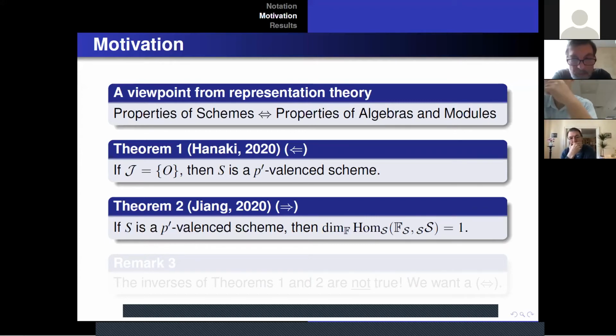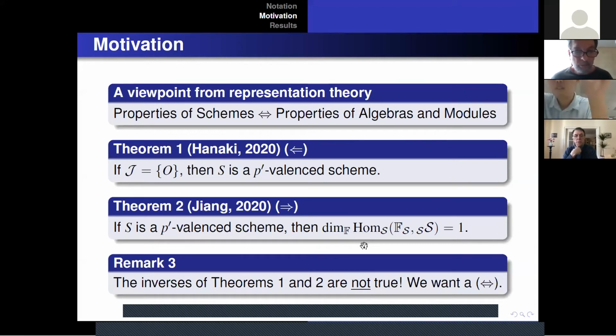It looks like a result of group theory. If you have a group algebra, you have the left regular module of the group algebra, and you examine the Hom space, and you always have dimension 1, because the left regular module here has a unique trivial submodule. And if S is a p-prime valenced scheme, this is also true. A remark: the converses of Theorems 1 and 2 are not true.